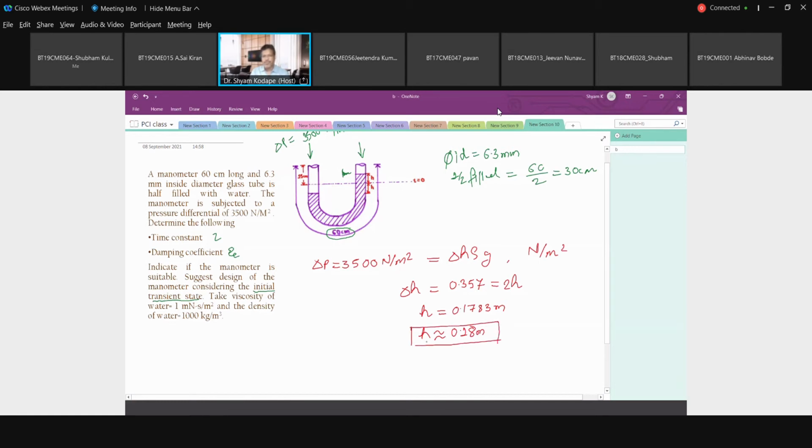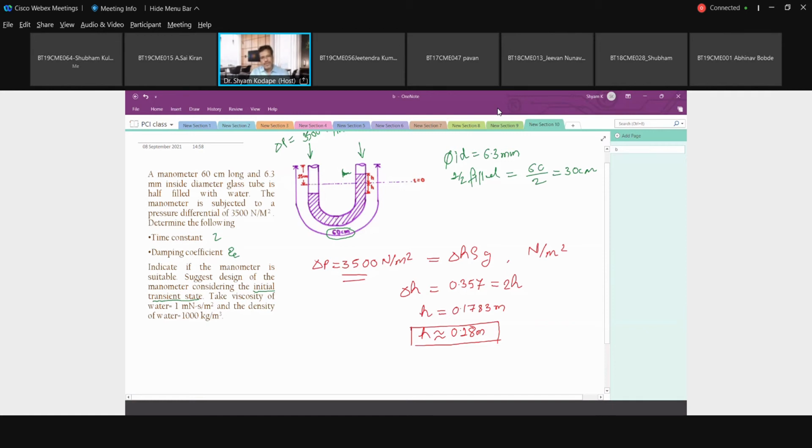देखिए, because of the 3500 Newton per meter square which was exerted on the one limb, it is observed that this delta P it can sustain only, or it will balance by displacing the liquid in the one limb by a height of 0.18 meter. But if you see the geometry, how much empty space above the liquid is available?